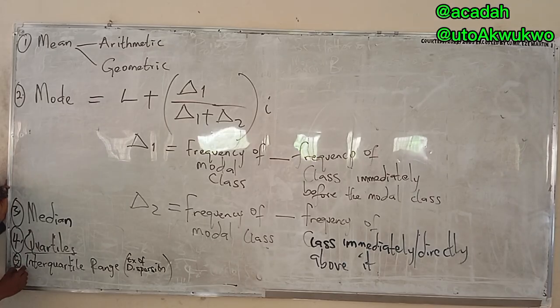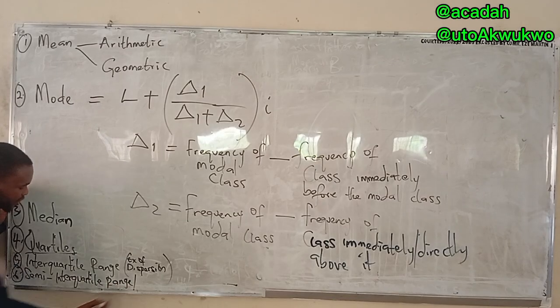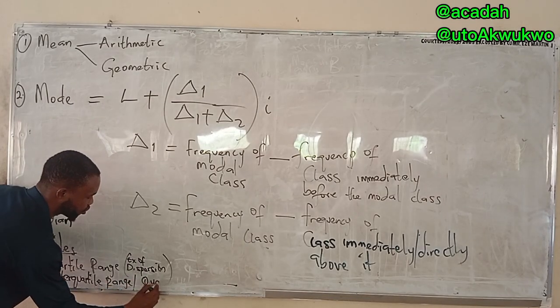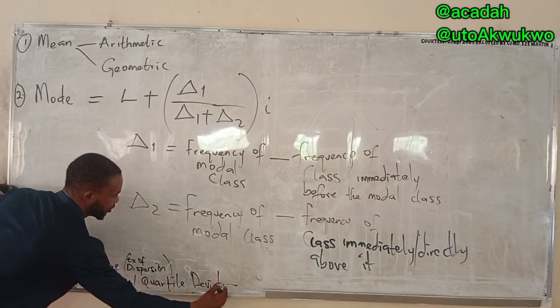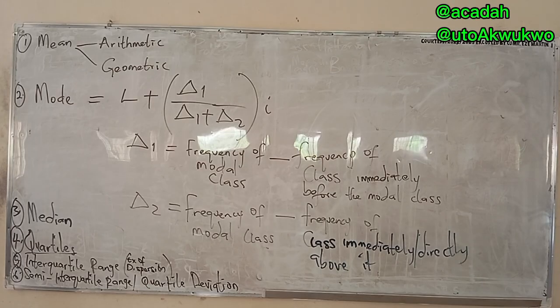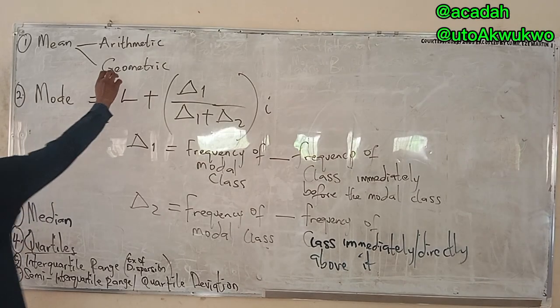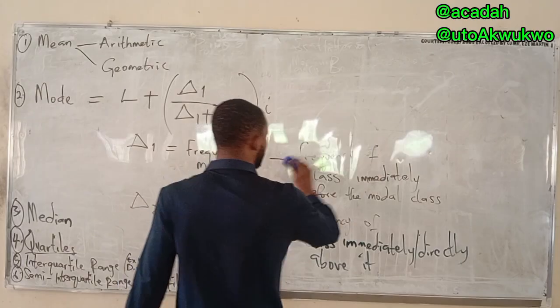So number 6, semi-interquartile range. Please, any question at all, you come and ask. Another name for this semi-interquartile range is quartile deviation. That's another name for it. I don't want to touch this now because I will still treat each of them. So just stop it. Then, let me clean this one.